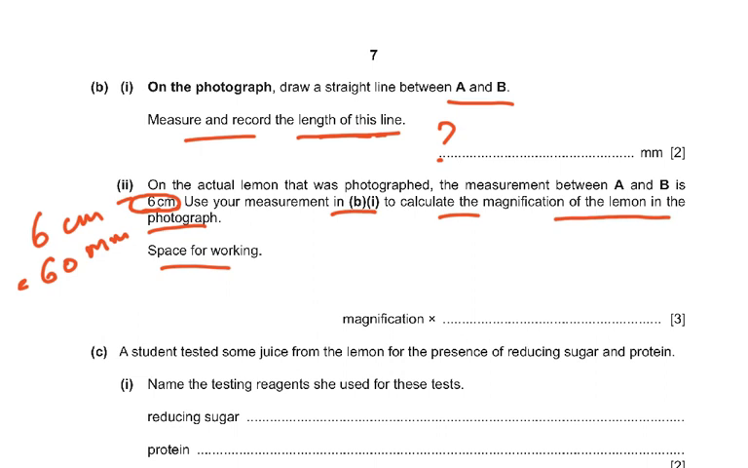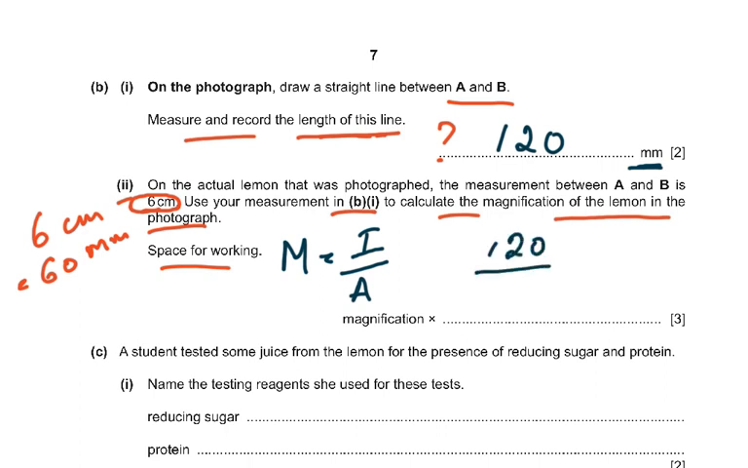Now, you measured it. I'm not sure what the measurement is. I would say it was 12 centimeters, so it would be 120 millimeter. Now, on the actual lemon that was photographed, the measurement is 6 centimeters, so that's 60 millimeter. Now, space for working. What is the formula? Magnification is equal to image over actual. This is the formula that we use all the time. So the image on the photograph was 120. The actual is 60. So what is the magnification? It is x2, because this would be equal to 2.